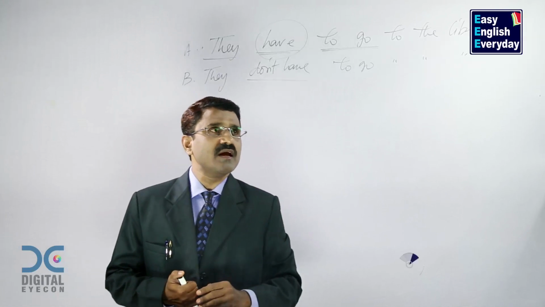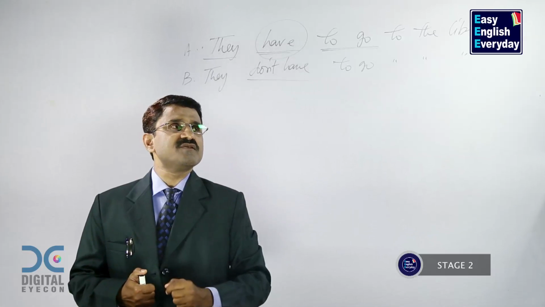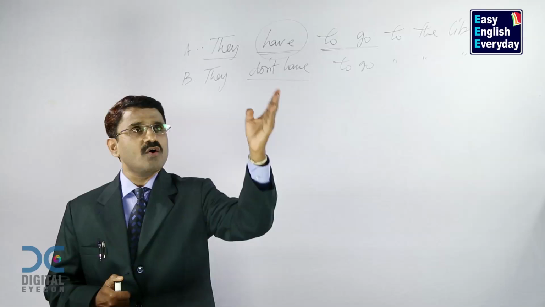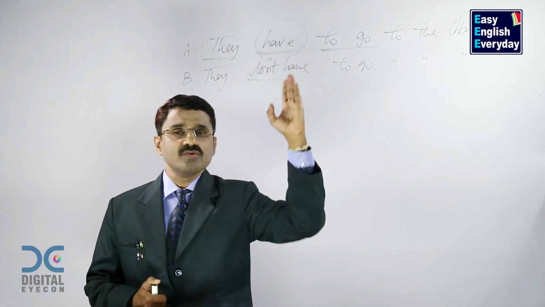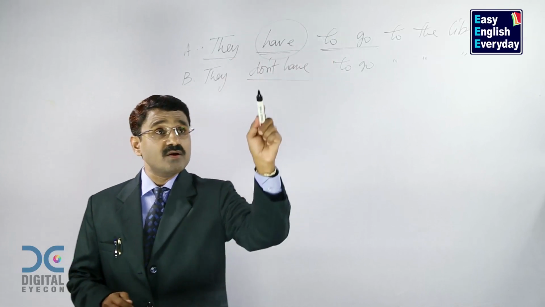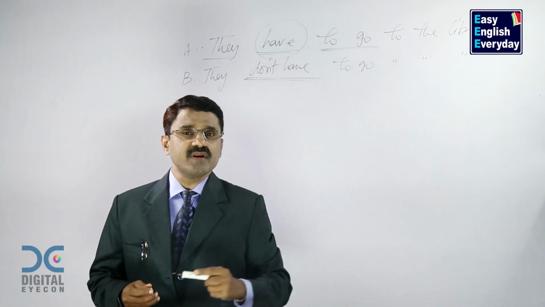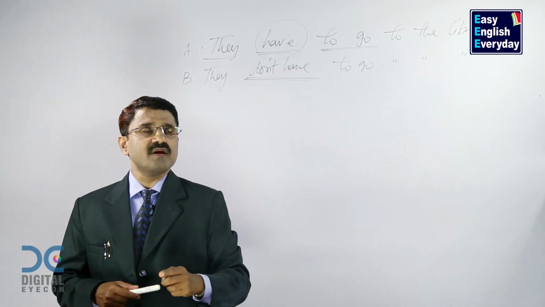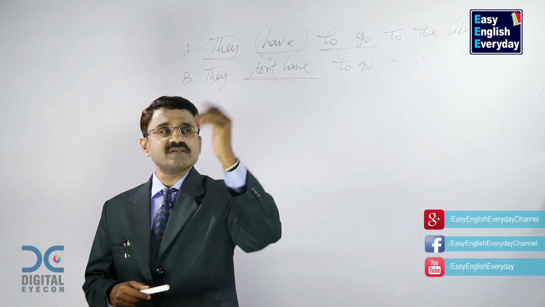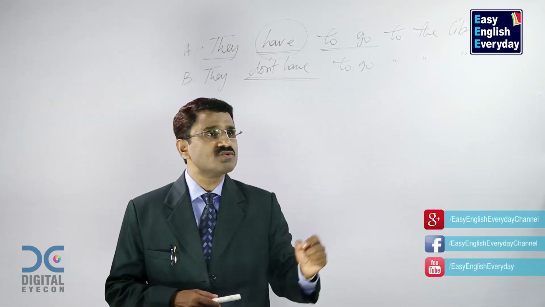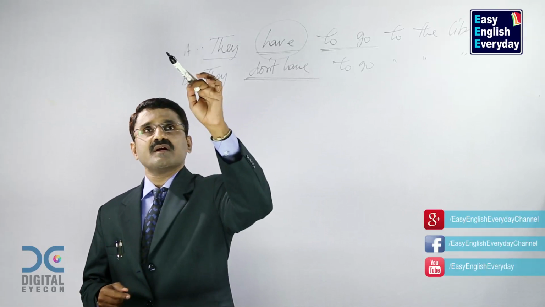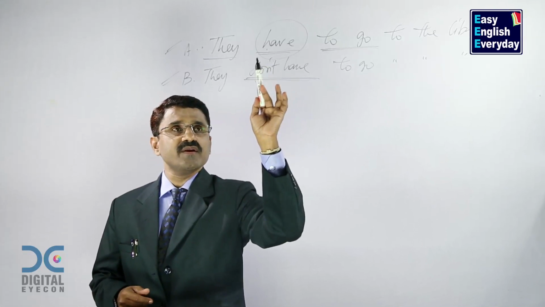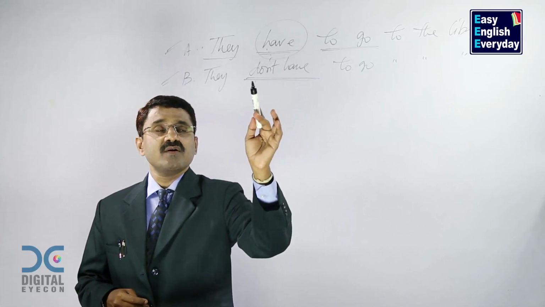They have to go to the library. The meaning of this sentence, it is compulsory for them, it is obligatory for them to go to the library. They don't have to go to the library. According to this sentence, it is not compulsory for them, it is not necessary for them to go to the library. Compulsory, not compulsory.